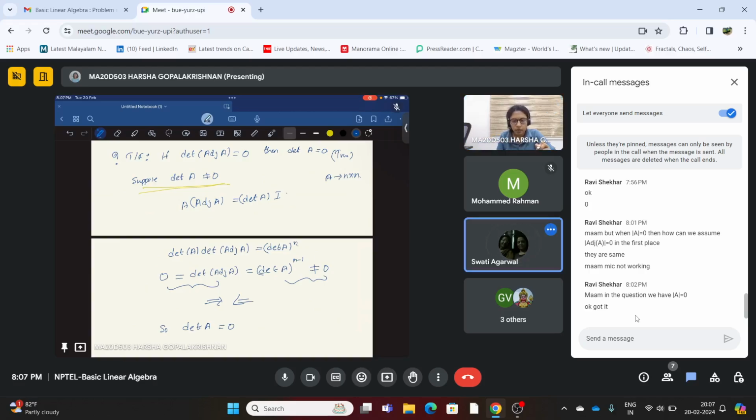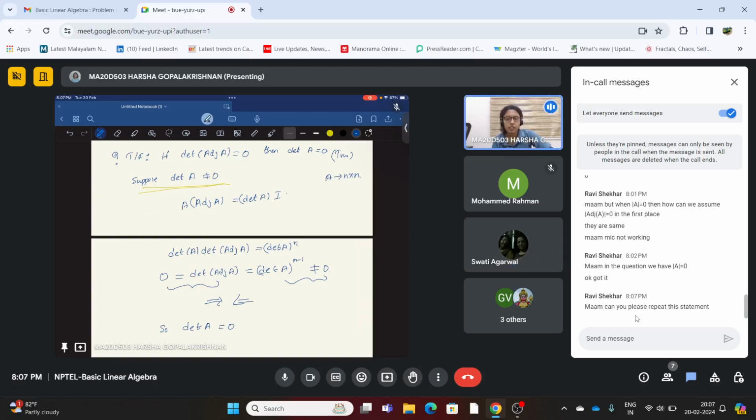Correct. So we started with the determinant of A being non-zero and we are reaching a wrong, contradictory statement. So the first assumption, determinant of A non-zero, is false. That is, determinant of A is 0. So that is also true then. Yeah, the given statement is true. Okay, thank you.